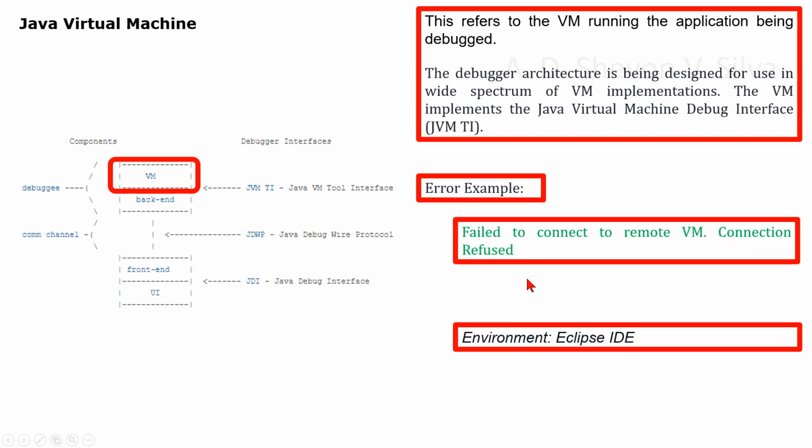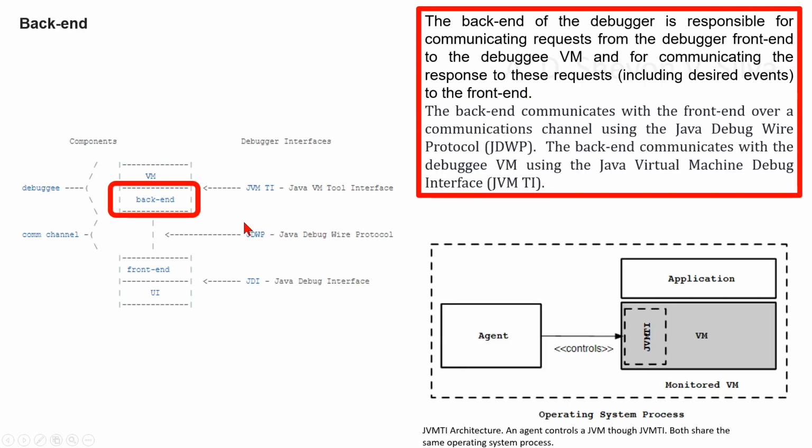As an error example, we can consider this: failed to connect to remote VM, connection refused. This occurred in Eclipse IDE. Now we are focusing on the backend. The backend of the debugger is responsible for communicating requests from the debugger frontend to the debuggee VM and for communicating the response to these requests, including desired events, to the frontend.